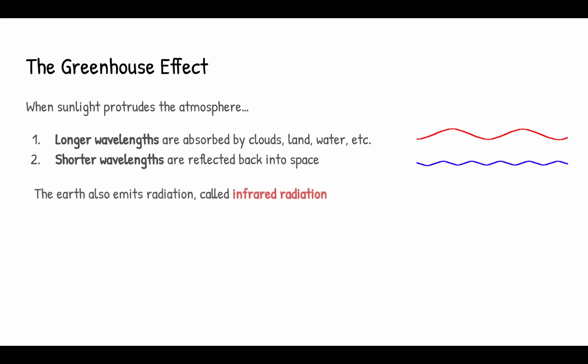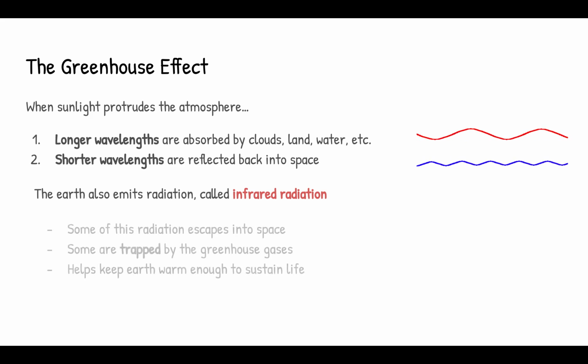With this absorbed radiation from the longer wavelengths, the Earth also emits radiation back. This is called infrared radiation. Don't get this confused with reflecting it back. This is the pre-absorbed radiation now being re-radiated out of the Earth's surface or the atmosphere.